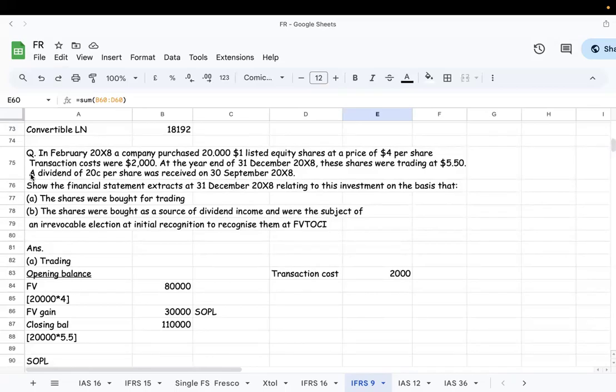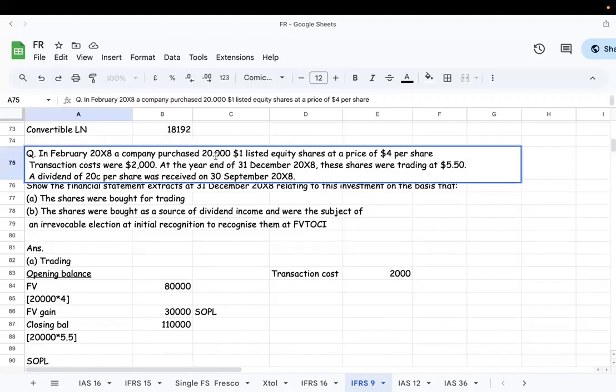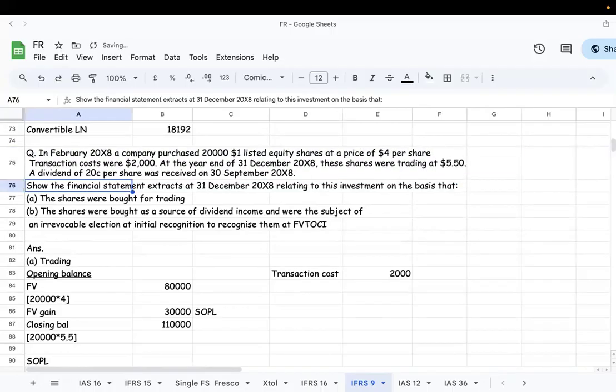In February 2008, a company purchased 20,000 $1 listed equity shares at a price of 4 per share. This is a financial asset that we are talking about. How did I understand it is a financial asset? Because we purchased an equity. When we purchase an equity or a loan note, it becomes an asset. When we issue a loan note, it becomes a liability.